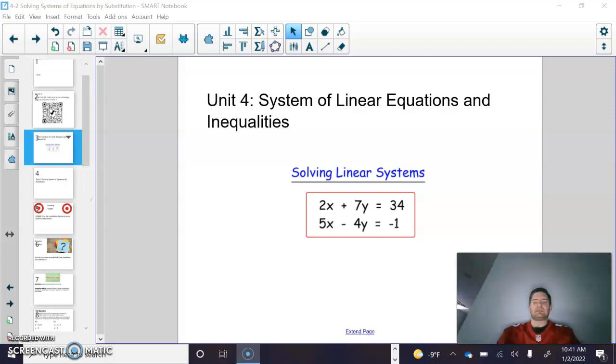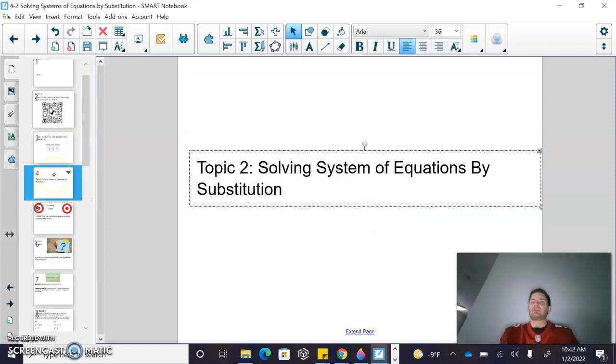Hello again, and welcome to the next video in our lesson here in Unit 4, System of Linear Equations and Inequalities. Today we're going to be talking about solving systems of equations by substitution.